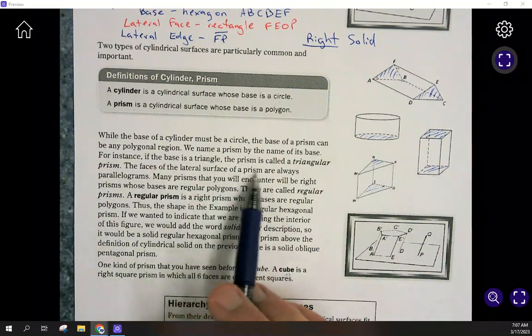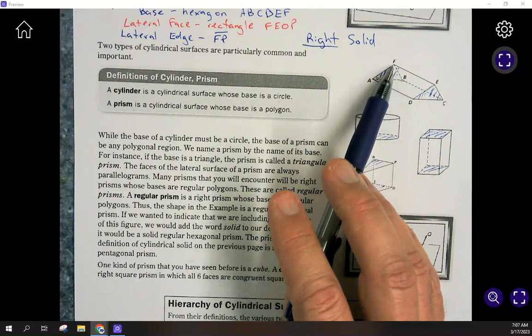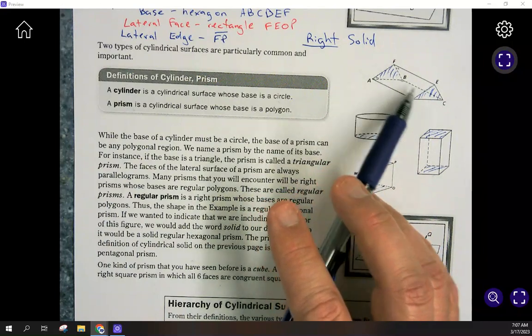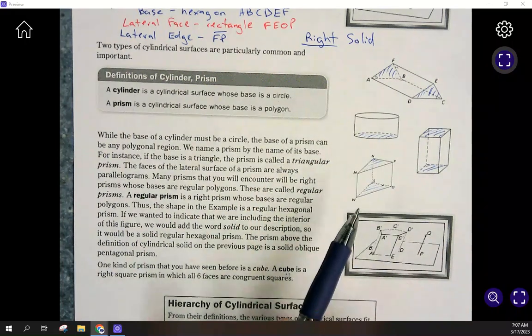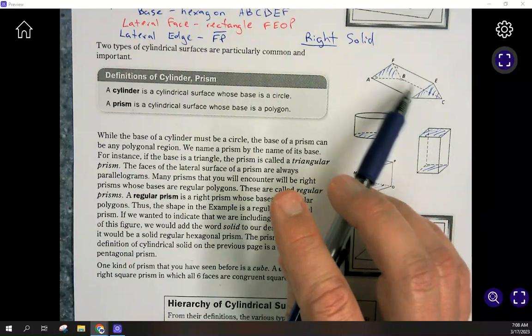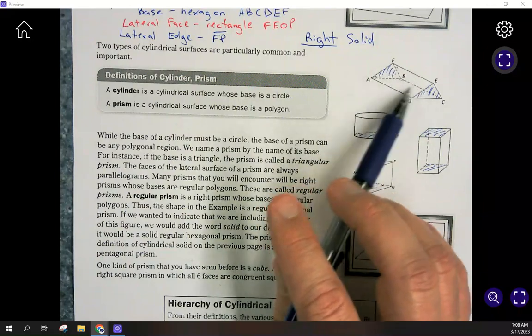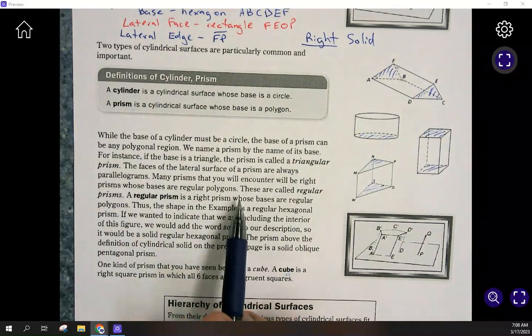The faces of the lateral surfaces are always parallelograms. So when we connect these, we're connecting a side to a congruent side because these two bases are congruent or equal to each other. So it's always going to form a parallelogram when they connect. If it's a right prism, these are going to be rectangles, but if it's oblique, then they're going to be just parallelograms.